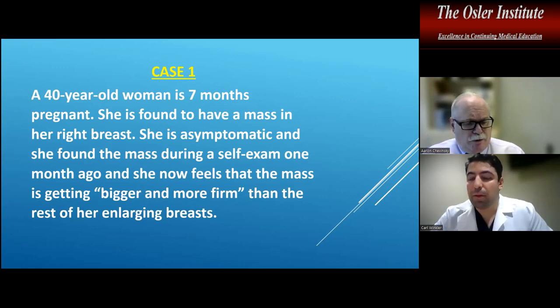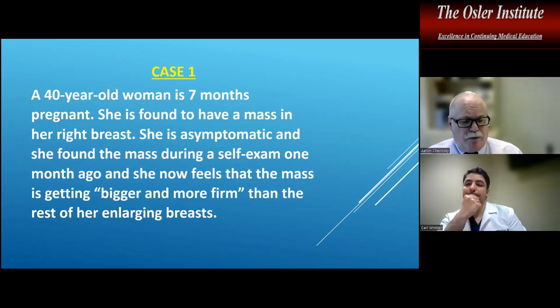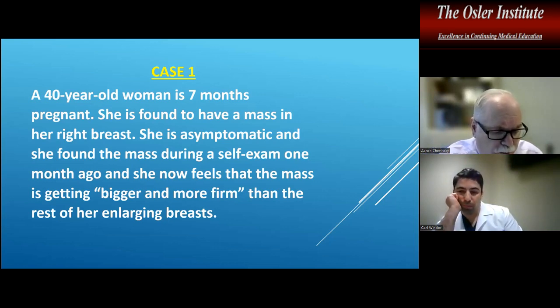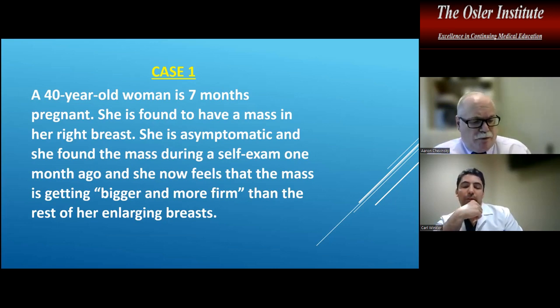Okay, so she had menarche at age 12. Her last period was 7 months ago. She is gravida 1, para 0, currently pregnant. She used oral contraceptives for 10 years. She has no family history of cancer. And when you examine her, you feel a mass in the upper outer right breast at 3 to 4 centimeters in size. It is well circumscribed. It is not fixed to the skin or the chest wall, and it's movable.